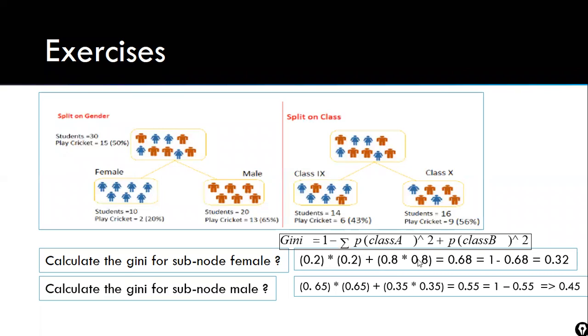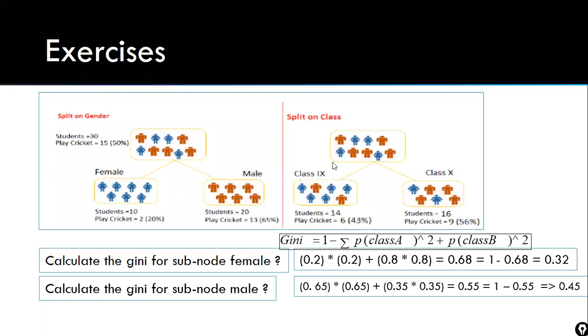What is 0.8, 0.8? So out of the 10 students, only 20% play cricket. The remaining 80% don't play cricket in the female population. So that's how we calculate the Gini for subnode female. You need to understand this one first. So 0.2 into 0.2 is class A, and class B is the 0.8 of students who did not play cricket. Okay, and hence if you do the math, you will get 0.68.